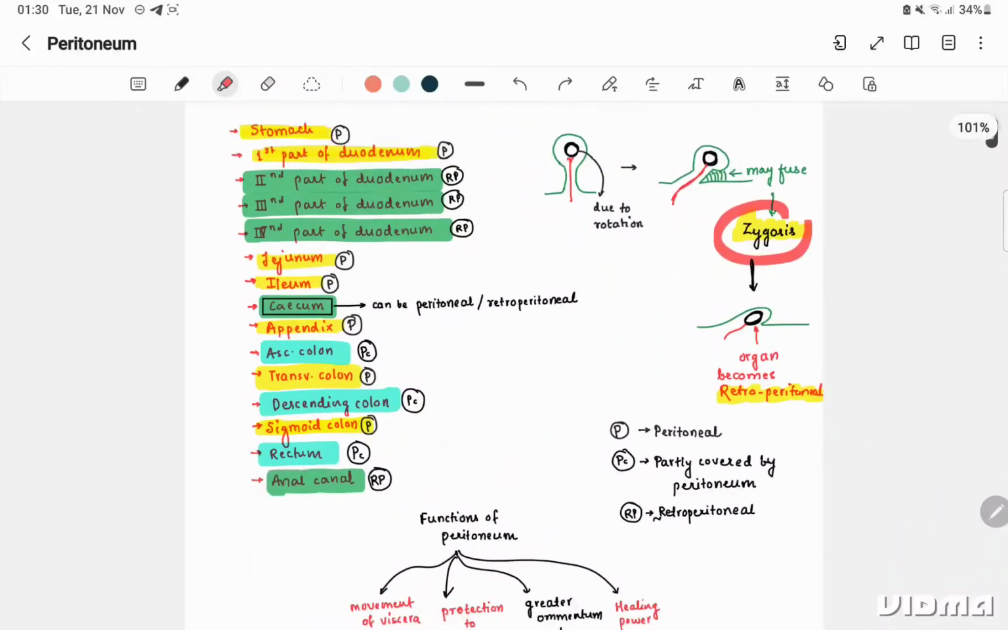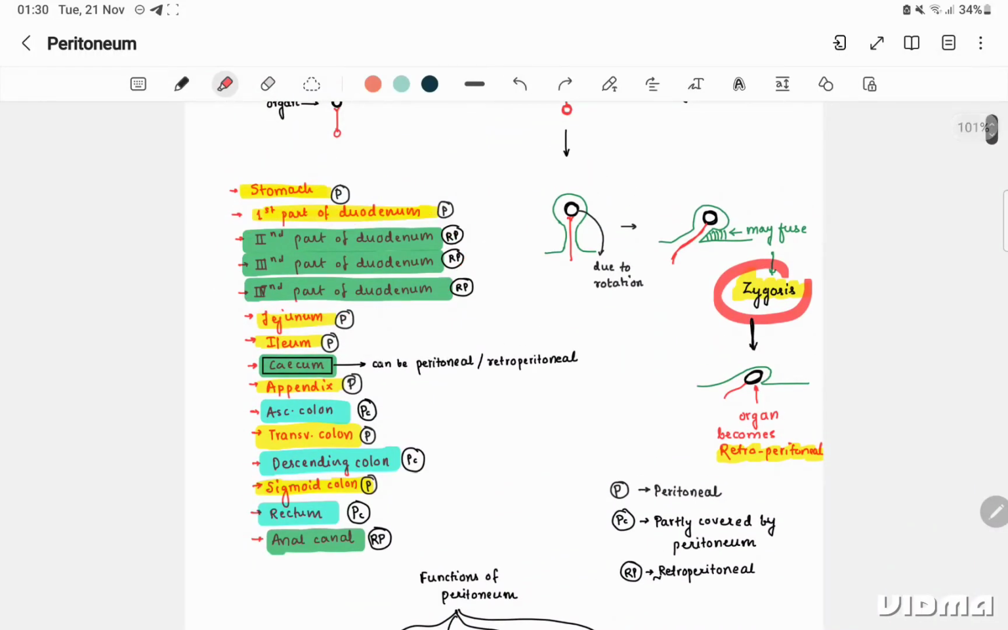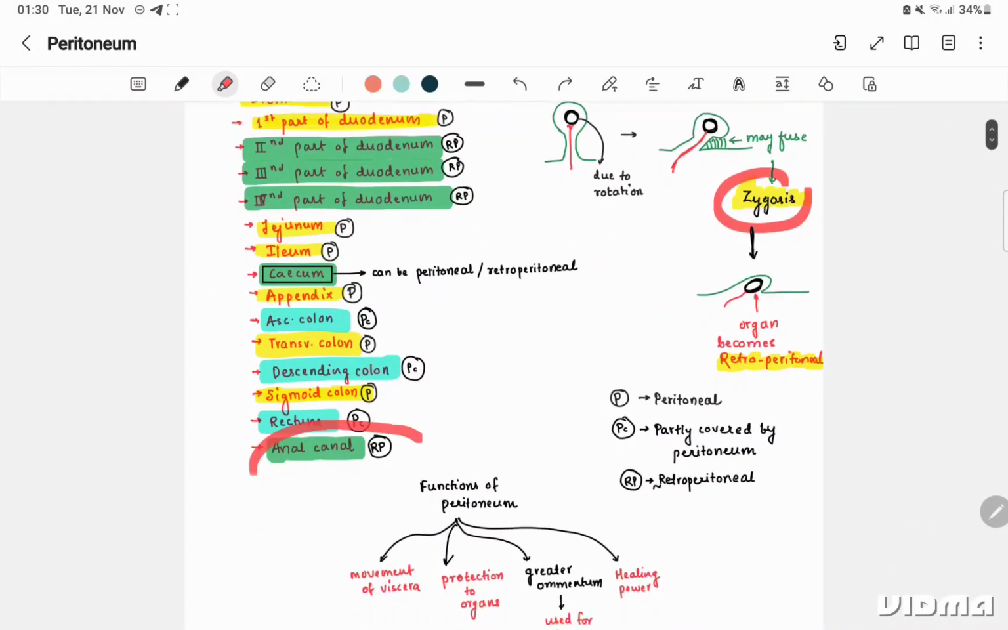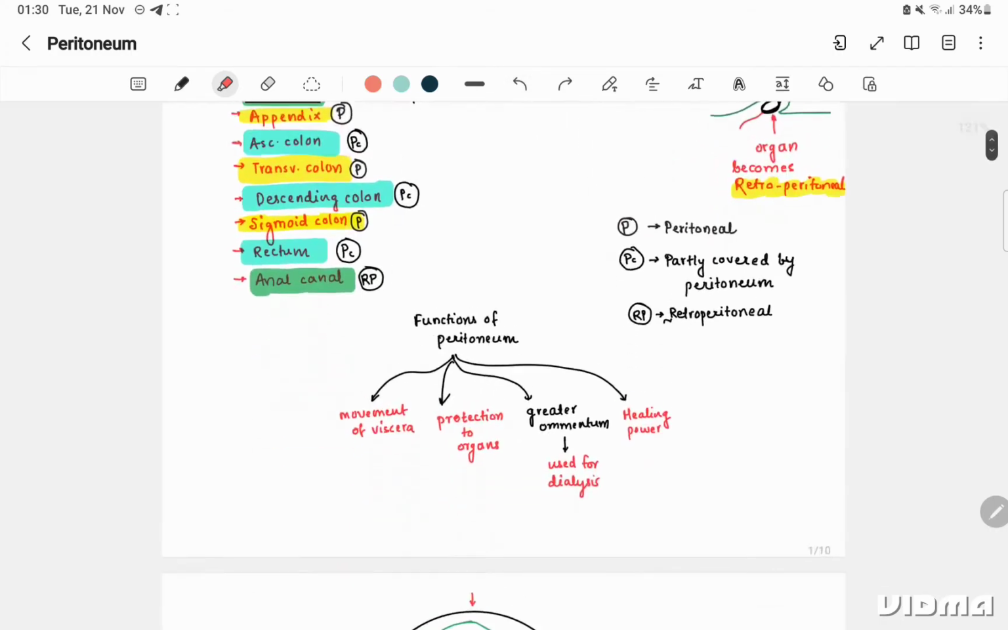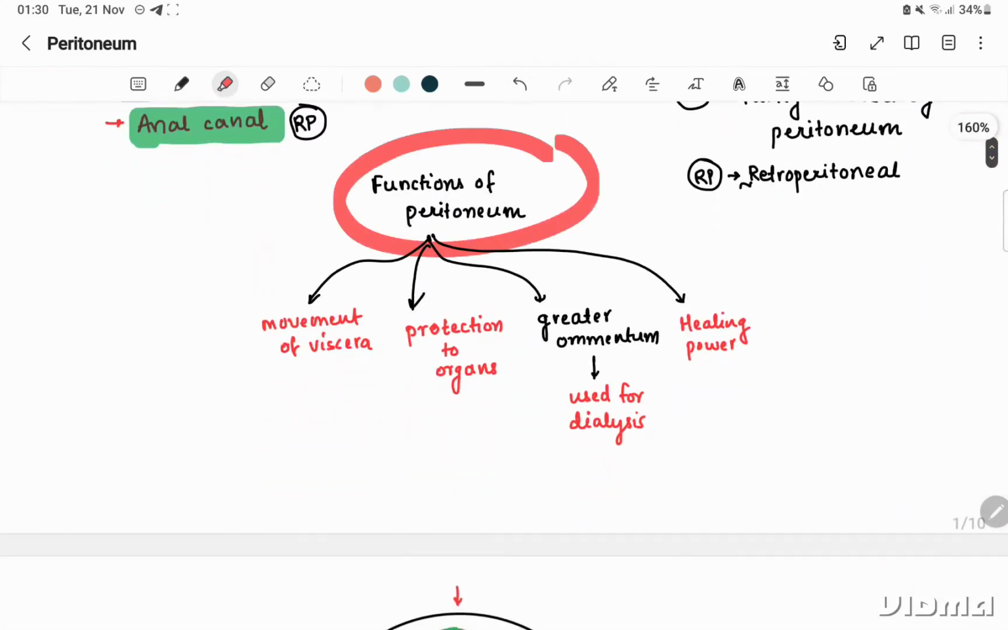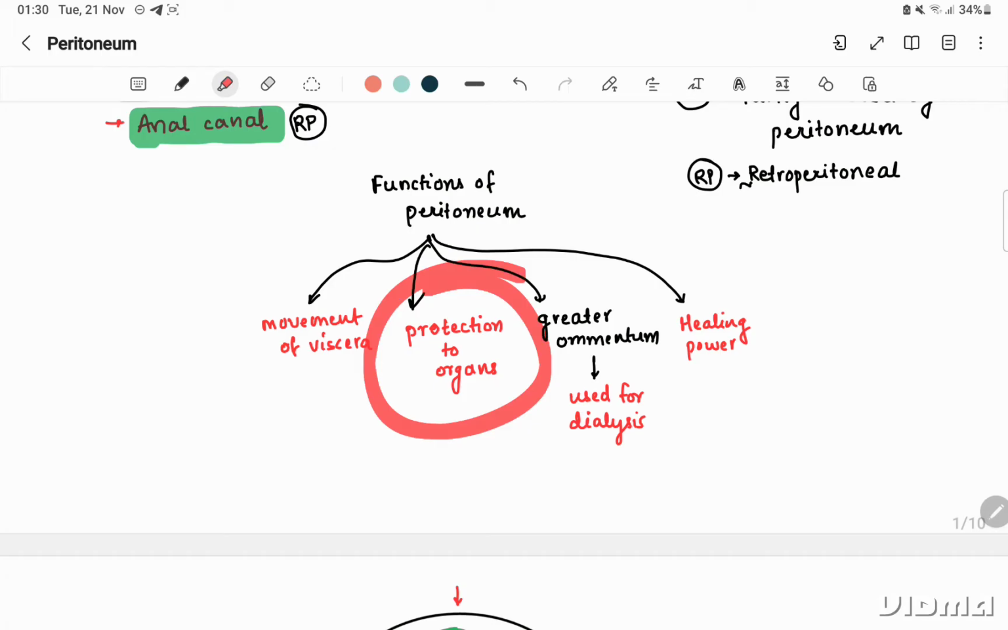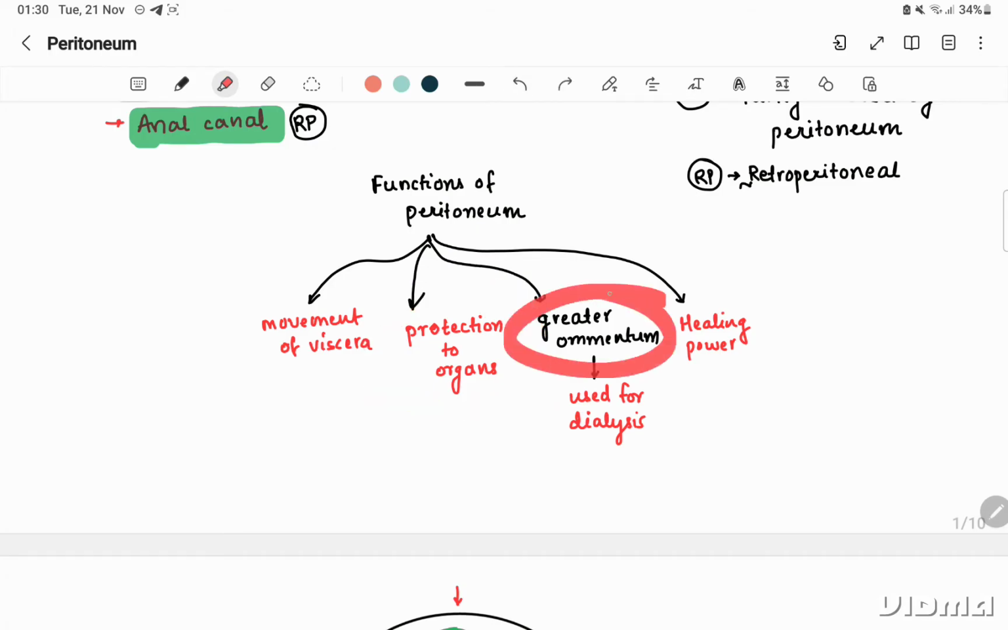So what are the retroperitoneal organs? Your second, third and fourth parts of the duodenum, your cecum, which can be retroperitoneal, and your anal canal. Functions of peritoneum, what are the functions? It allows movement of the viscera, it gives protection to the viscera, the greater omentum is used for dialysis, and peritoneum has high healing power.